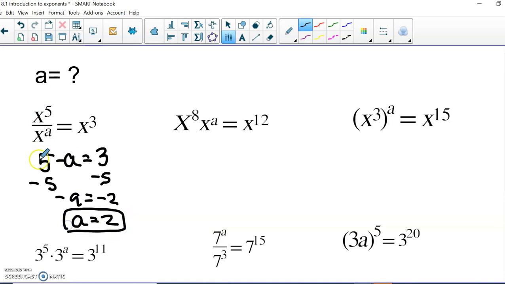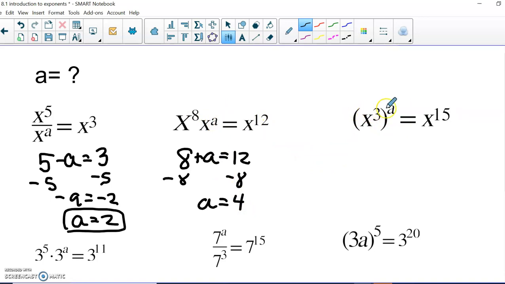Maybe a lot of you are saying, hey, I did that in my head. I know 5 minus 2 gives us 3. That's perfectly fine. Go ahead and save yourself the work. Here we are, we're multiplying, so that means we add. So I have 8 plus a gives us 12. This plus this gives us this. What is that? A. Subtract 8 from each side if you'd like. We get a equals 4. We know that 8 plus 4 gives us the 12.